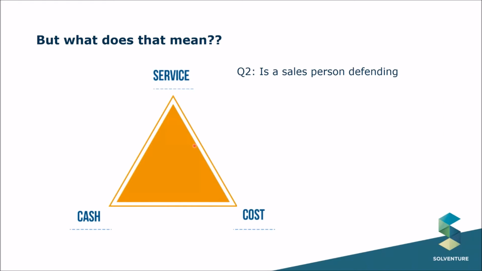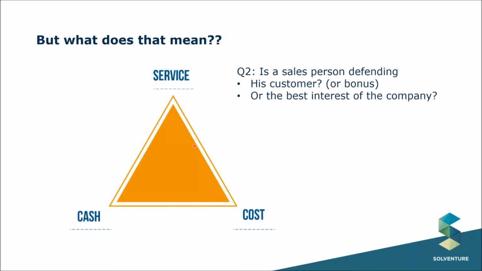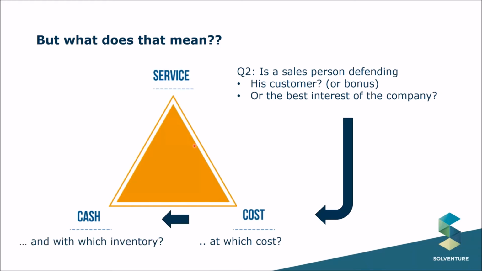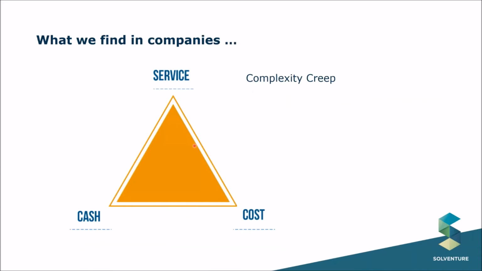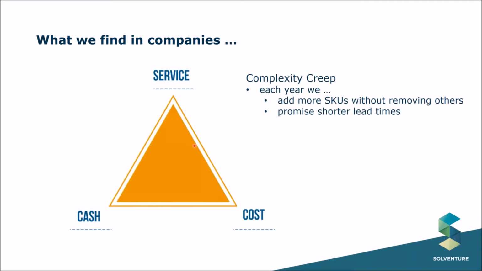Another question is, is a salesperson defending his customer? Is he defending more his bonus, or is he defending the best interest of the company? And there again, the same question as before: fine, at which cost and at which inventory? If we are a company which is sales driven, there is something we call the complexity creep. The complexity creep means that each year we will add more SKUs because we want to offer a good service to the customers. So we will add more SKUs without removing old ones or other products.